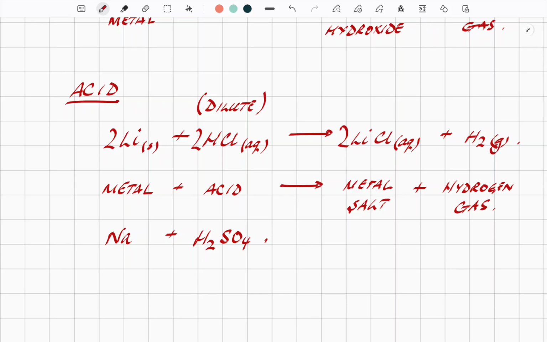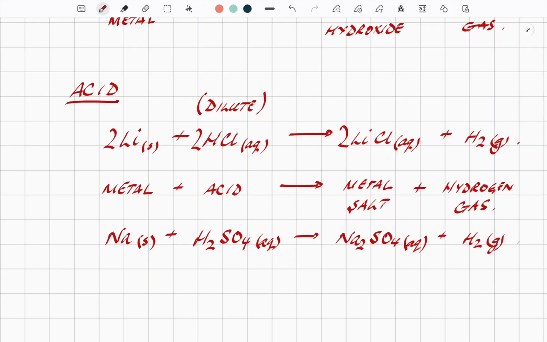All right? Again, aqueous, and sodium will be a solid. And that again will produce the salt, right? So it'll be sodium sulfate, Na2SO4. Okay? That'll be aqueous because it dissolves in the water, and then the hydrogen gas as before.